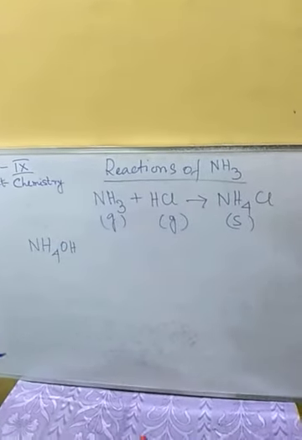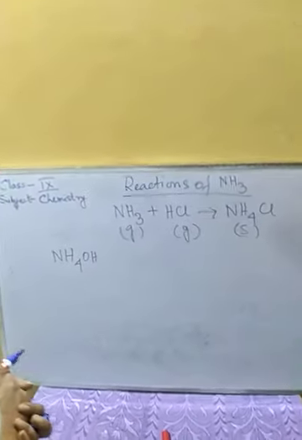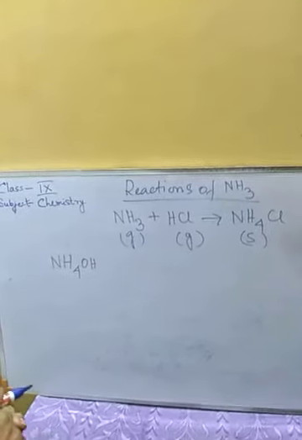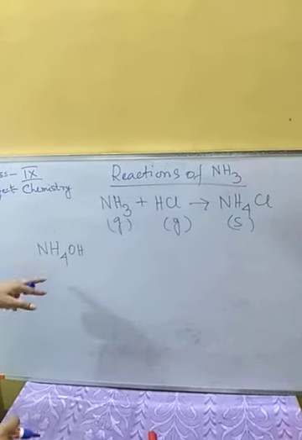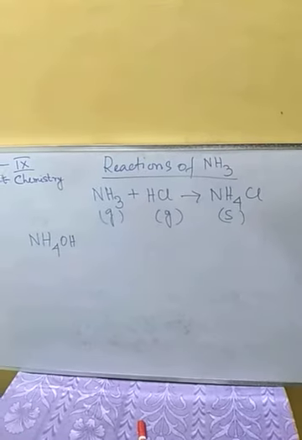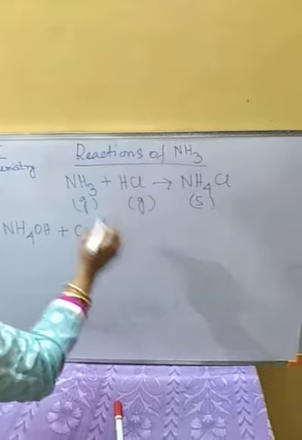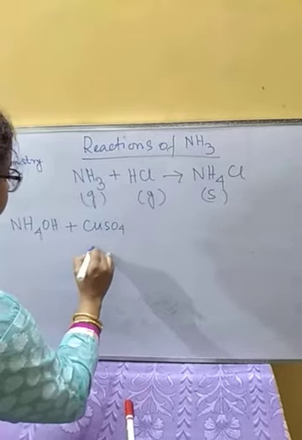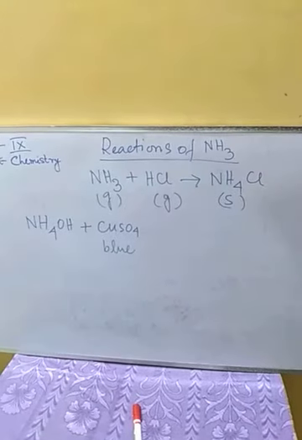As we know, ammonia is very much soluble in water, so the water soluble ammonia, the solution of ammonia, is called ammonium hydroxide, NH4OH. This is a base. If we make it react with copper sulfate solution, which is blue in color. Copper sulfate is blue in color.